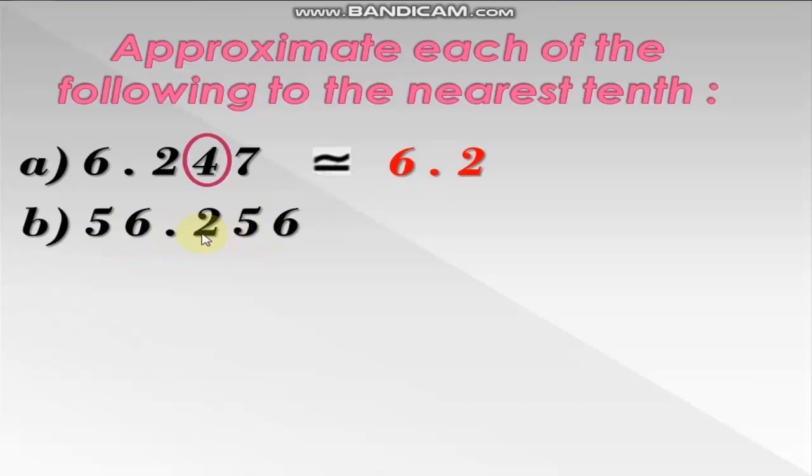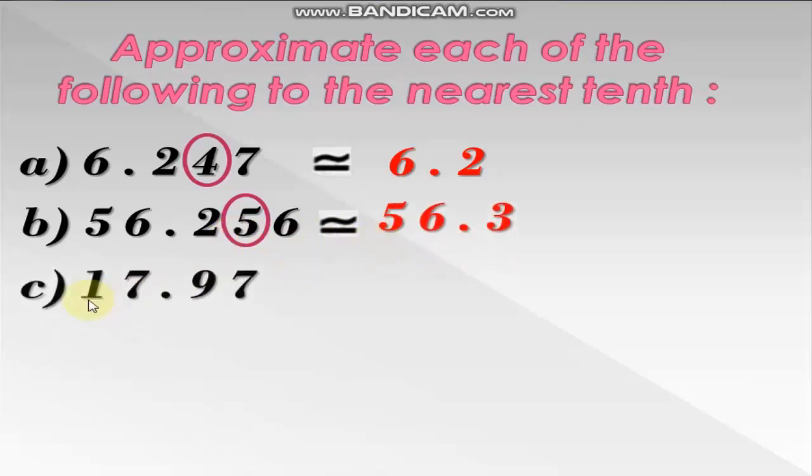Letter B, 56.256. The tenth here is number 2 and the hundredth here is number 5. We say if it's 5 or more than 5, we'll cancel it and add 1 to the tenth. It became 56.3.